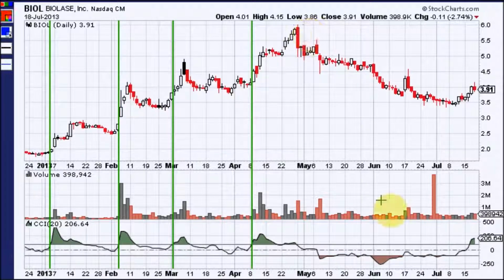And just like support at the zero line and bouncing up off of it, resistance at the zero line is bearish. Right here, it crossed up through the minus 100 line, got rejected at the zero line, and the stock went down.